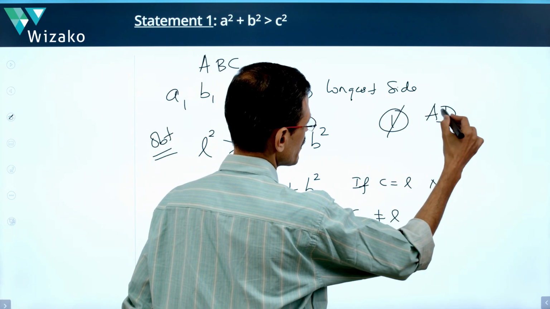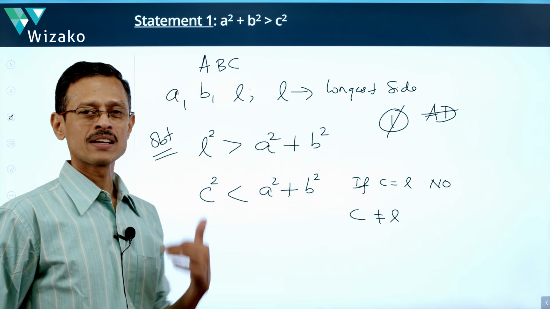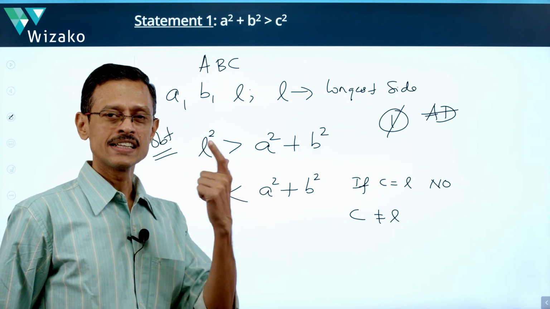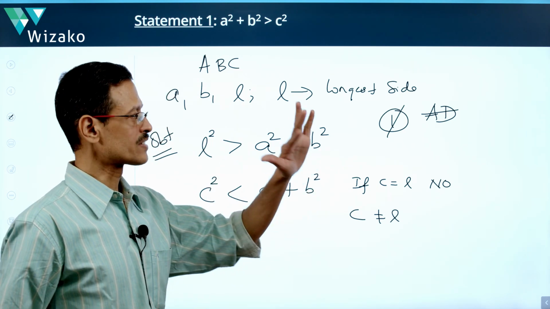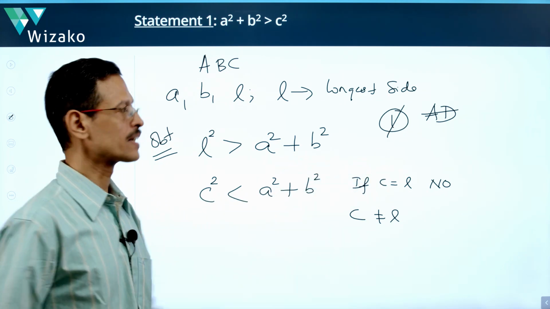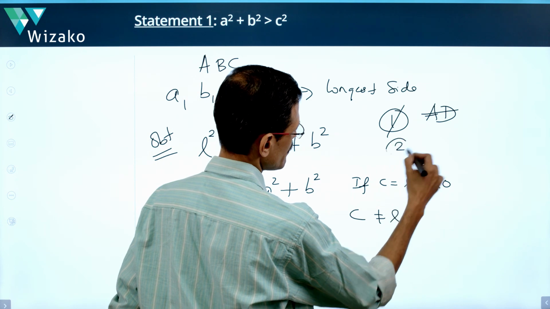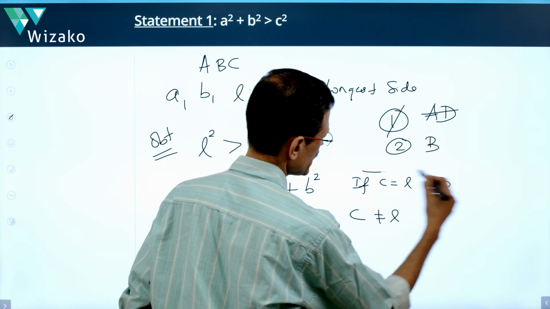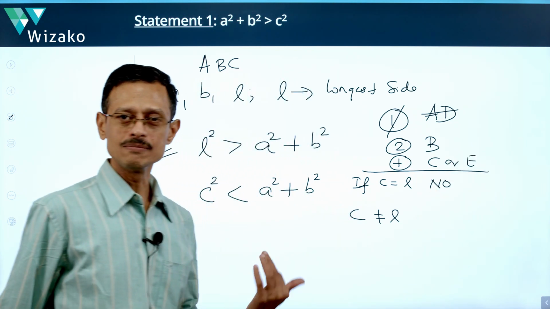The only takeaway for us from this entire statement is we learned this inequality. Given three sides of a triangle, A, B and L, L being the longest side, if L square is greater than A square plus B square, it's an obtuse angle triangle. That's the only key takeaway from this statement. Statement 1 alone is not sufficient, rule out A and D. Let's evaluate 2. If it is sufficient, let's go with B. Otherwise, let's combine and determine whether it is C or E.